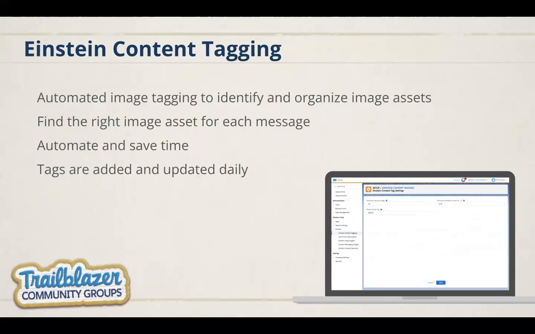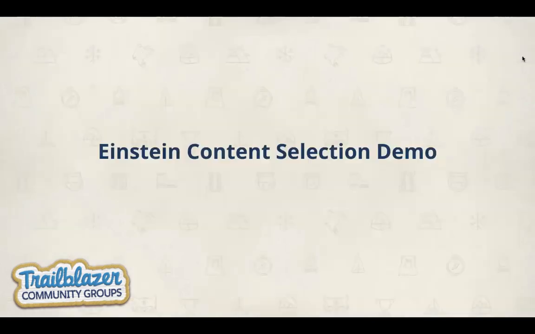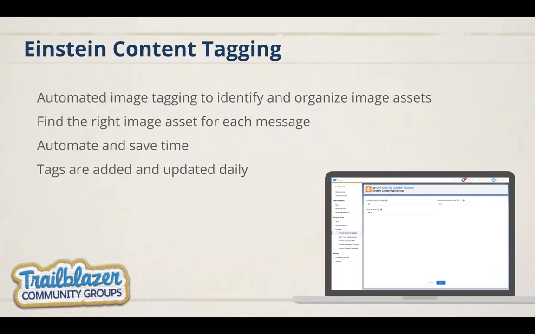So it will go and update and tag your images every 24 hours, in addition to any tags that you manually added. Sorry, we just got a dog in the background. And you have to go and activate the feature from, oh yeah, 1 second. We have to go and activate it by turning on Einstein content tagging from the setup menu.